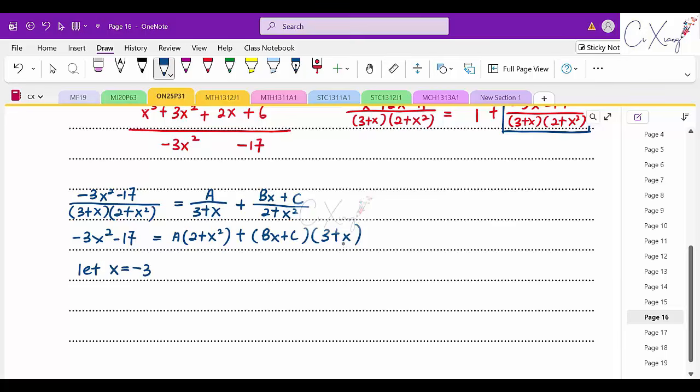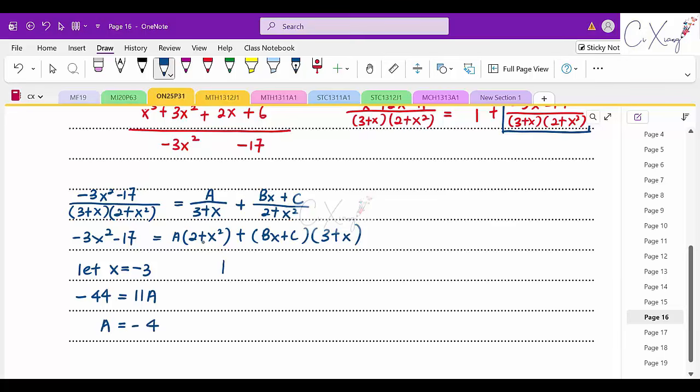Okay, so if you let x equals to negative 3, then this value that you get here will be negative 44 equals to 0 multiplied with anything is also 0, but 2 plus 0 square, this is 0, my 0 plus anything becomes 0. But if you substitute negative 3 here, negative 3 square is a 9. 9 plus 2 is 11, so you're having 11A. Then very easily you'll get a value of A, which is equals to negative 4.